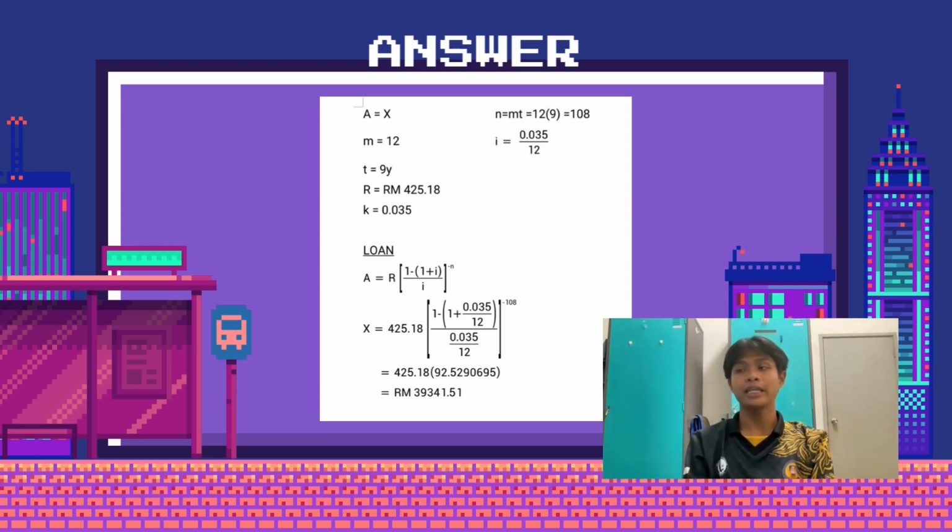So we just fill in the formula with the information given. We get X equals 425.18 times [1 minus (1 plus 0.035 over 12) to the power of negative 108] over 0.035 over 12. We solve the equation in brackets, so we will get 92.529065, and we multiply it by RM425.18. So you will get the original price, which is RM39,341.51.